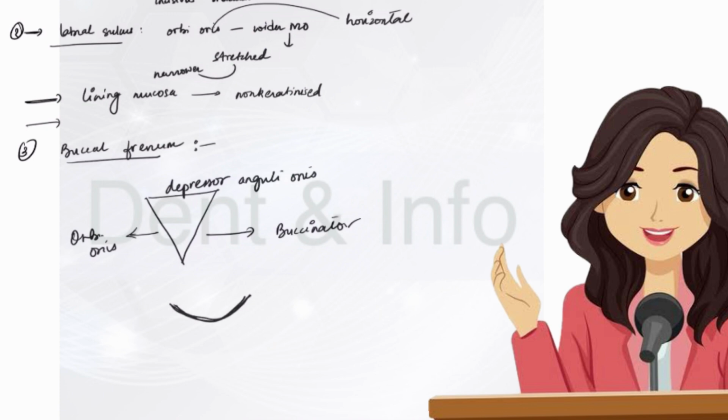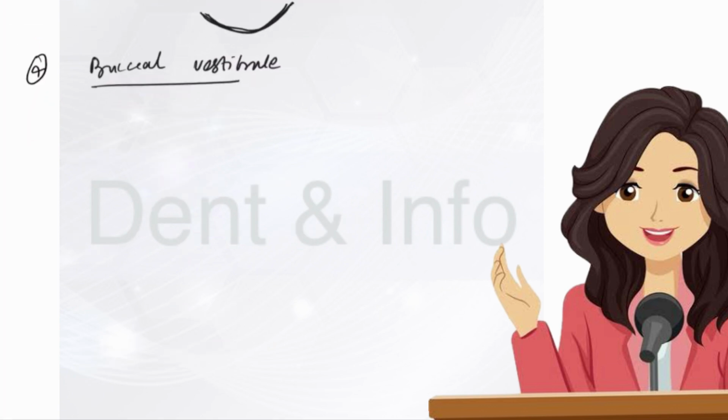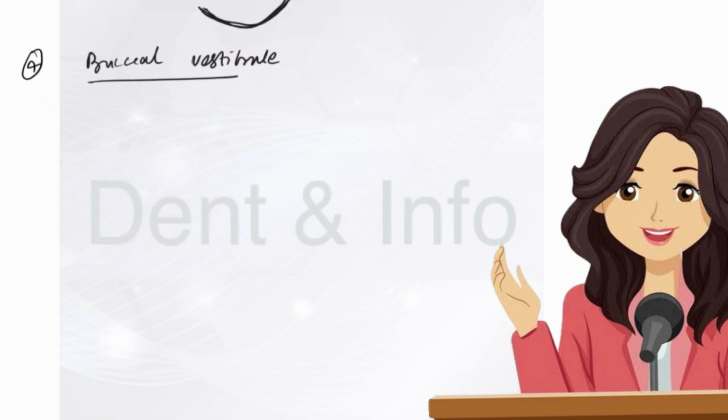So again, the fourth structure is your buccal vestibule, very similar to your maxillary buccal vestibule. There is nothing new that is different here. Lining mucosa is the same. You need to mold your muscles of mainly buccinator that are running anteroposteriorly. So they will dislodge the denture in this region, right?